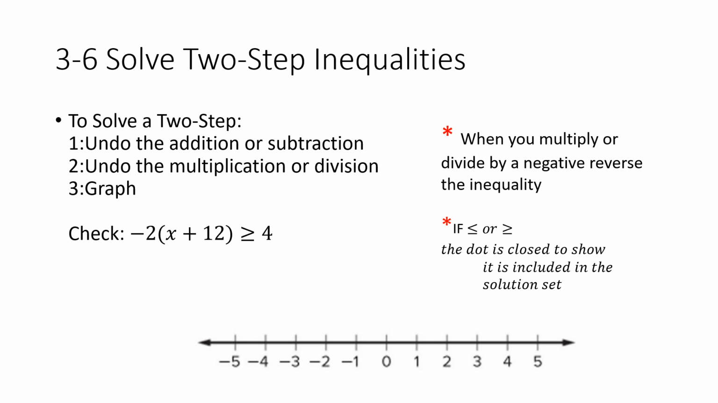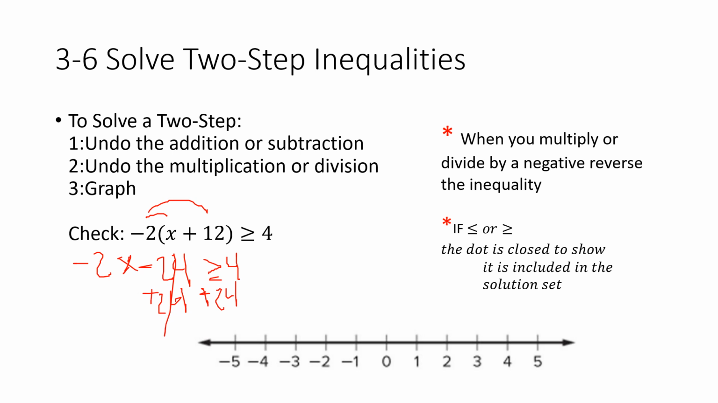All right, if you didn't pause it, here's the answer. Let's take a look. This one actually has a little extra step. You have to distribute this one. So this becomes negative 2x minus 24 is greater than or equal to 4. Undo the addition or subtraction. The opposite of minus 24 is add 24. Add 24 to both sides.